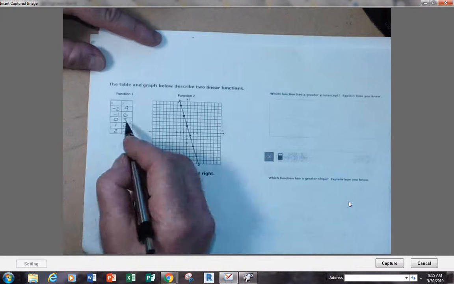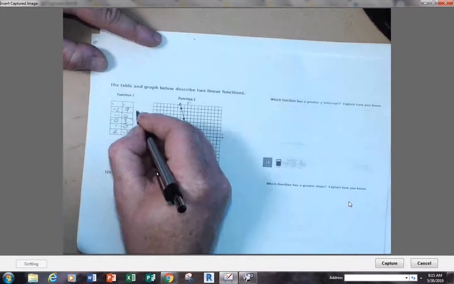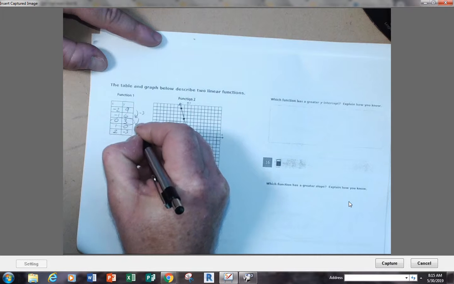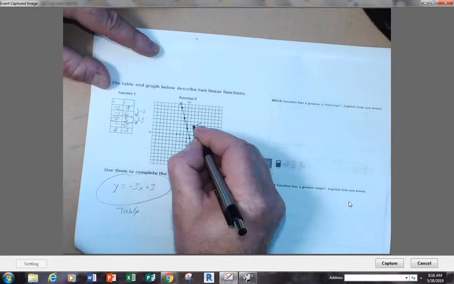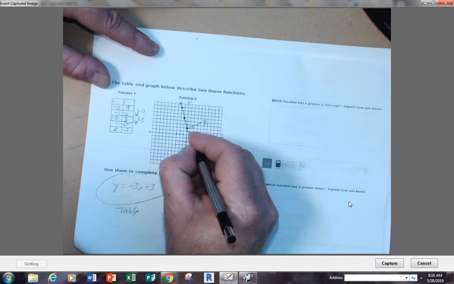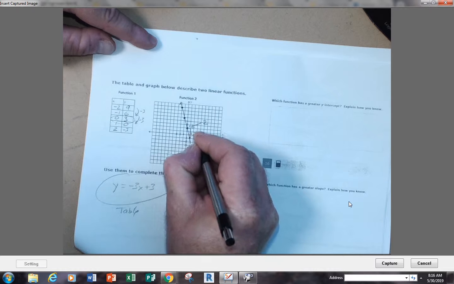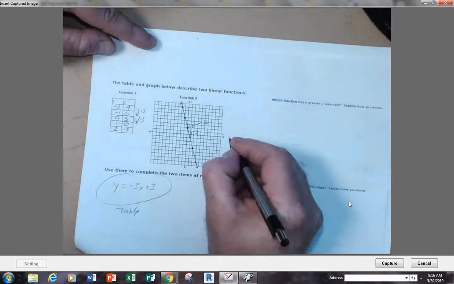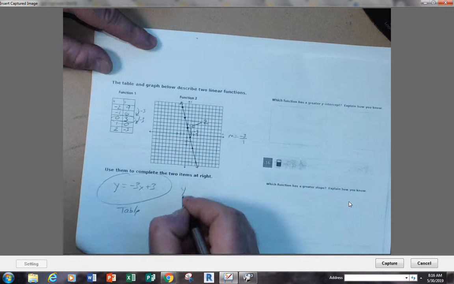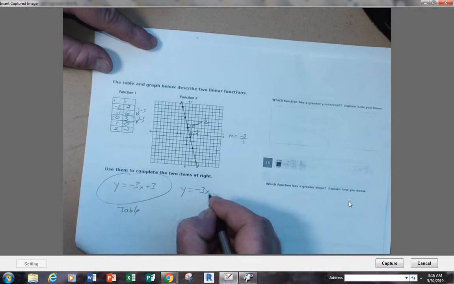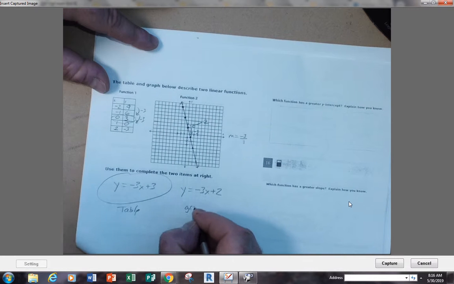This one, y-intercept of 3, going down by 3. That's my y-intercept number. So that would be negative 3x plus 3 for the table. My graph, y-intercept of 2, a slope of right 1, down 3. So again, if I write that slope in the right way, negative 3 over 1. So this one has negative 3x plus 2 for the graph.